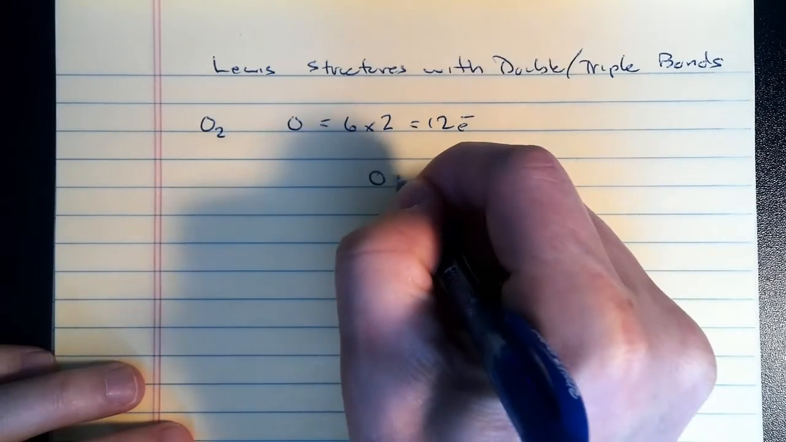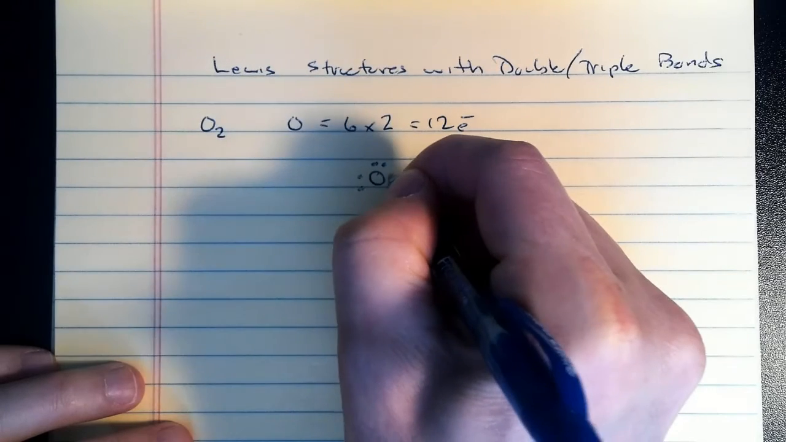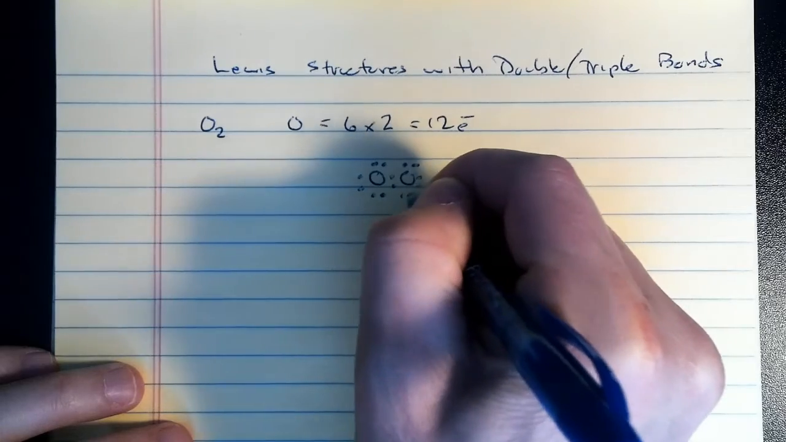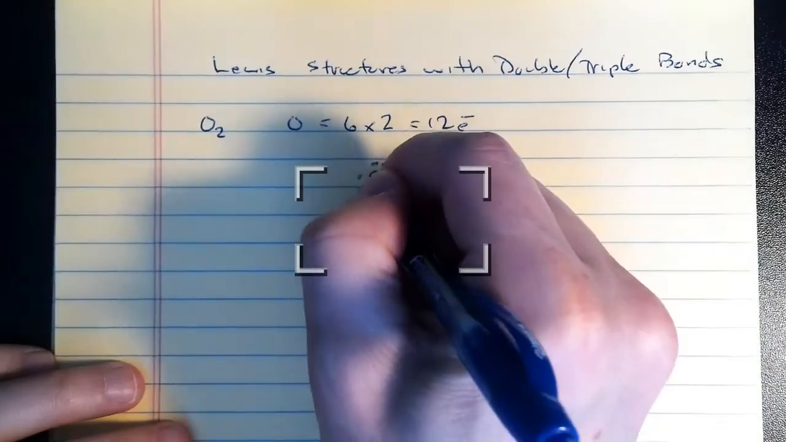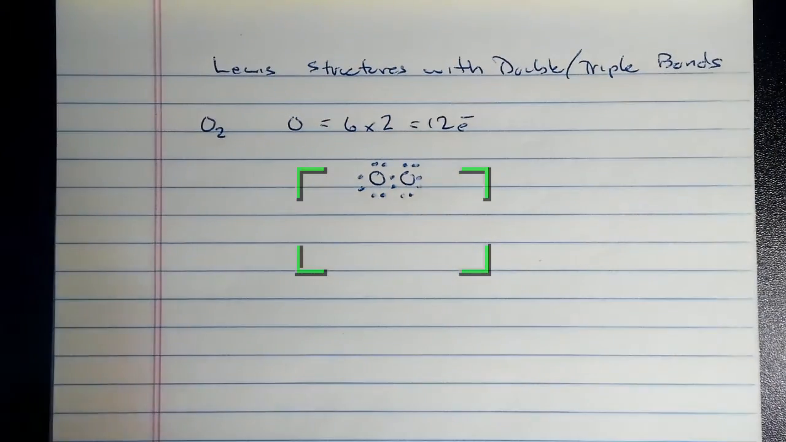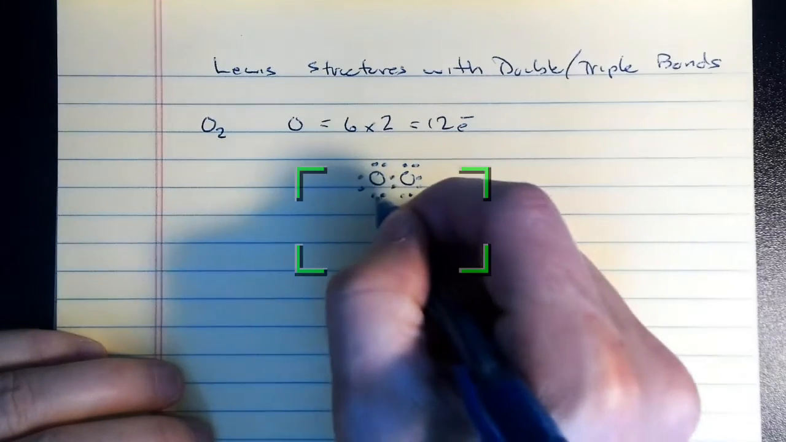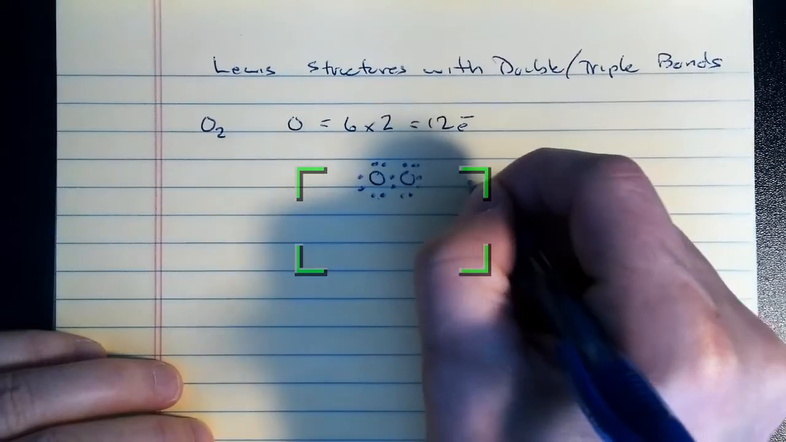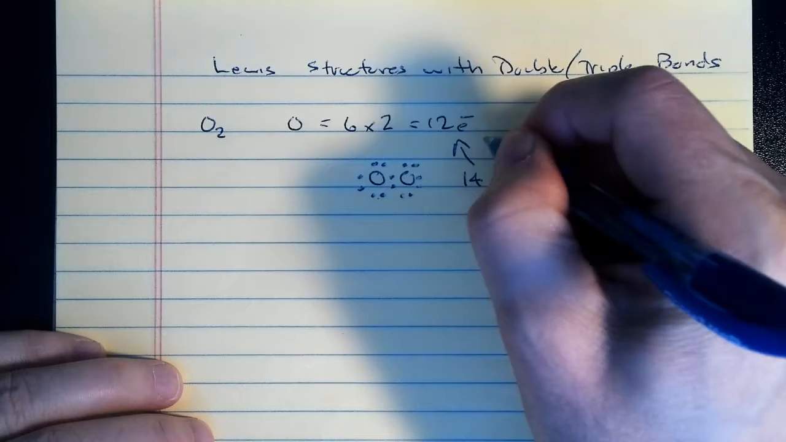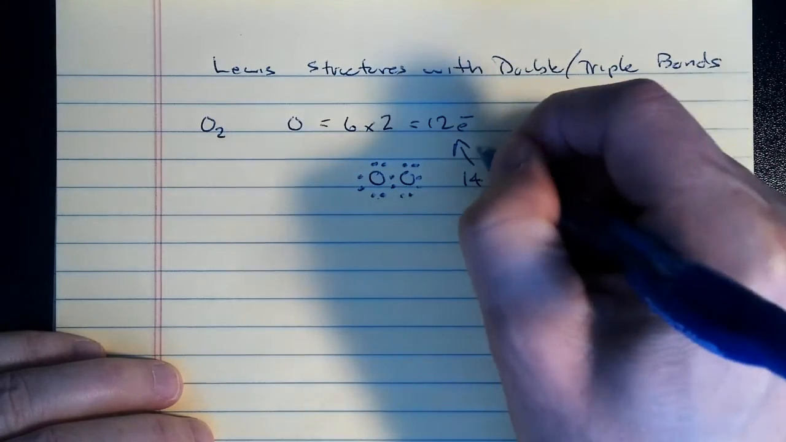So there's only one way to do this. Put them side by side. Give each one 8, and then we'll see how that works. Okay, so now each one of these has 8. That's what it wants according to the octet rule. Well, let's add these up. We have 2, 4, 6, 8, 10, 12, 14. We got 14 electrons. Uh-oh, they're not the same. So we are short 2.